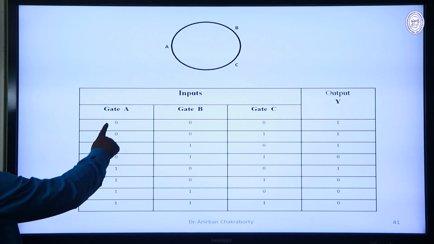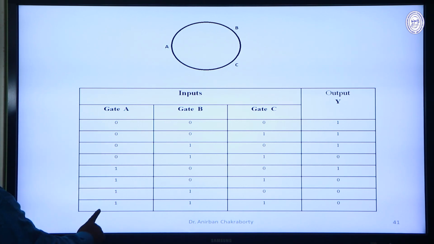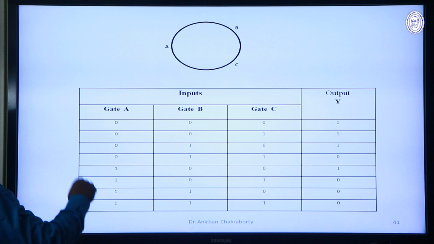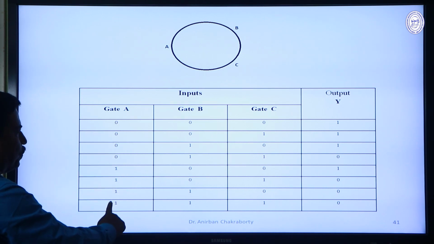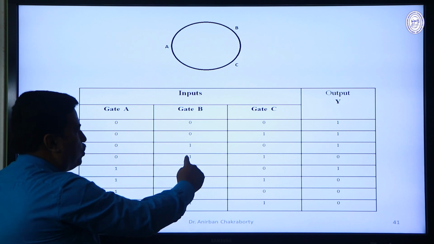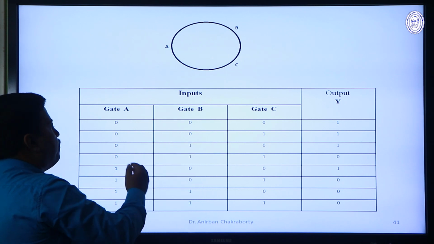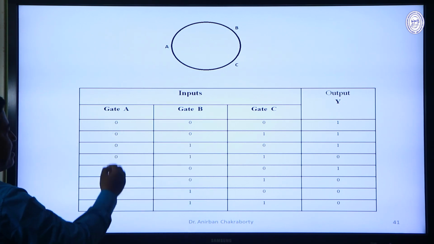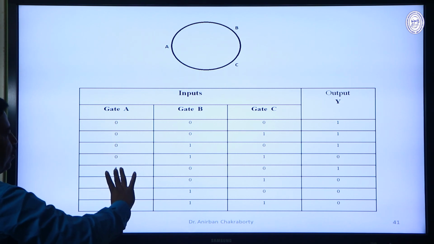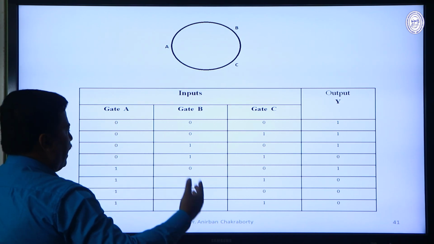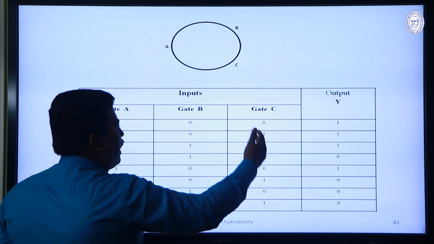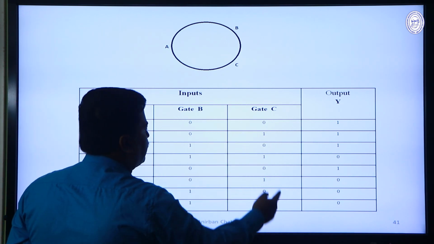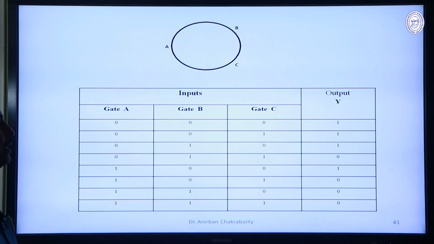I just have to fill 8 rows here. So I would make it half, 4 zeros, 4 ones. Next 2 zeros, 2 ones, 2 zeros, 2 ones. Means the first 8 is divided into half, 4 zeros, 4 ones. Next again half, 2 zeros, 2 ones, 2 zeros, 2 ones. Next again half, single zero, single one, single zero, single one. And I will achieve this truth table, the input part of the truth table.